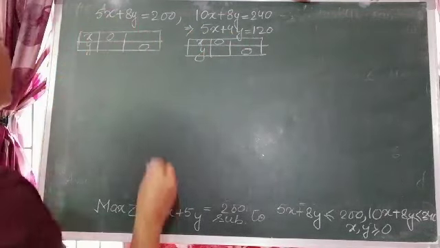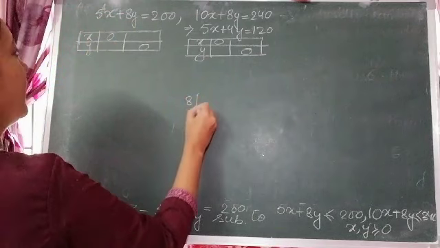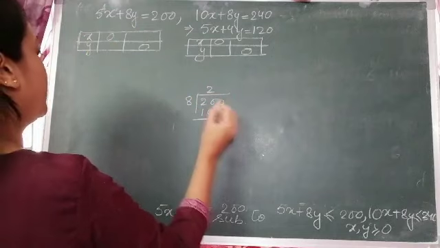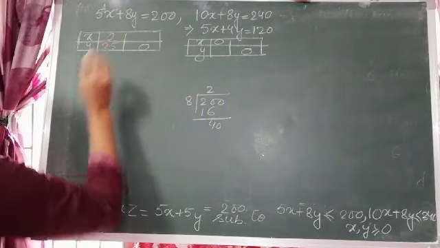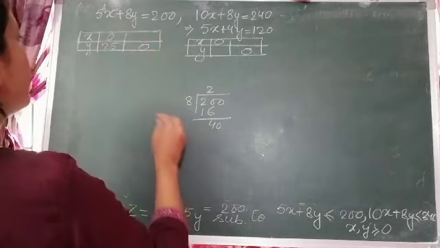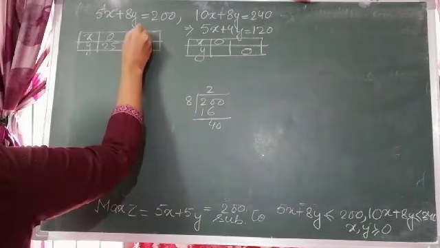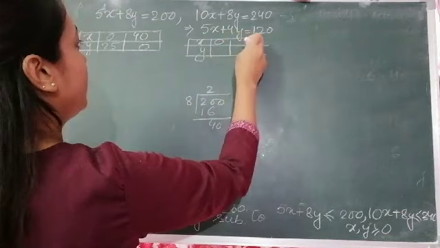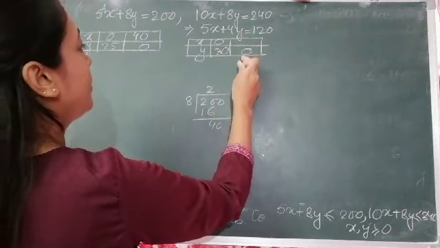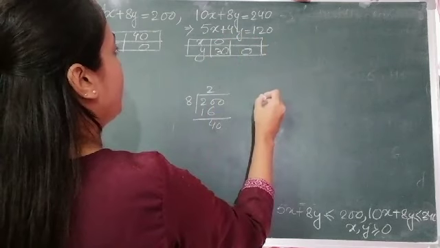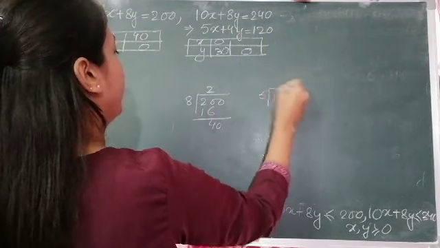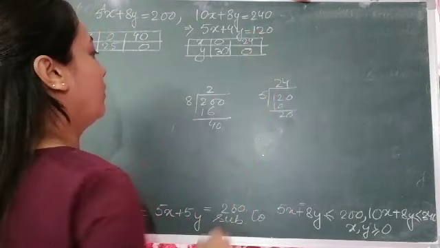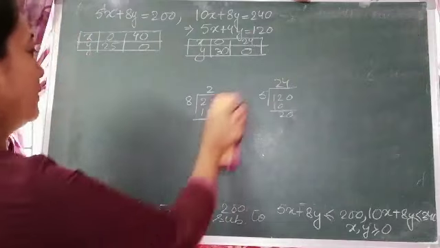Putting x equals 0 here, y will be equal to how much? 200 by 8, that is 25. Next put y equals 0, 5x equals 200, so x will be equal to 40. Here put x equals 0, y will be equal to 30, and put y equals 0, then x will be equal to 120 by 5, that is 24. Okay, so let's plot it in the xy plane.